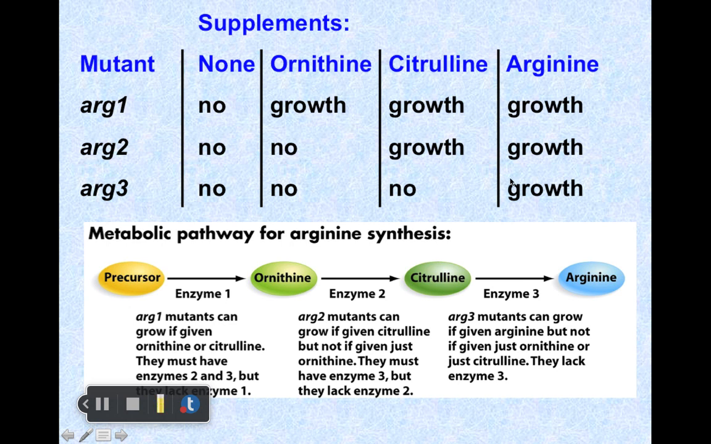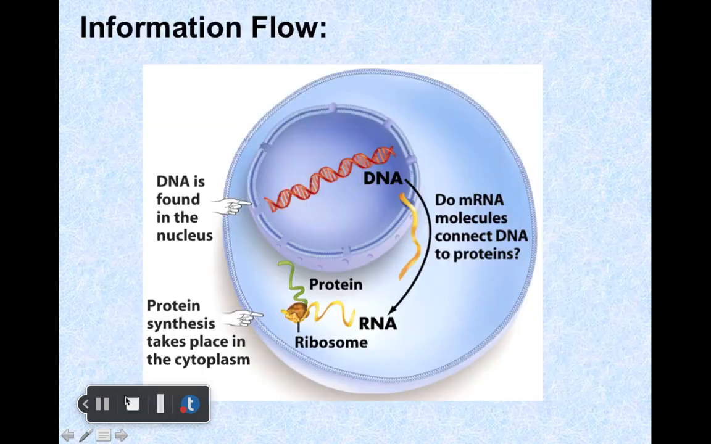The third strain, again, same logic. That strain had a gene mutated that codes for the third enzyme. So ultimately, the takeaway message here, based on their results, is that they came up with this one gene, one enzyme hypothesis. In other words, genes code for enzymes. Now, of course, we have expanded that, and we recognize that genes code for all proteins, not just enzymes.